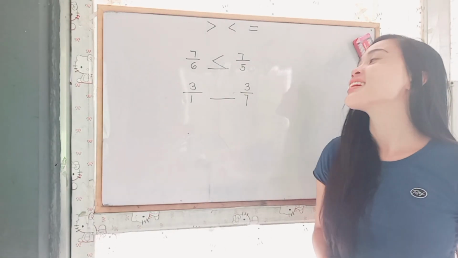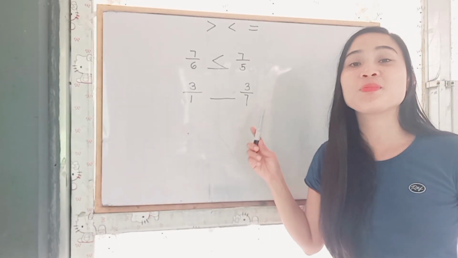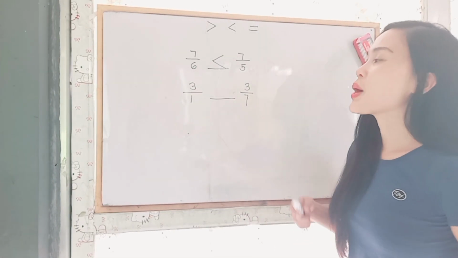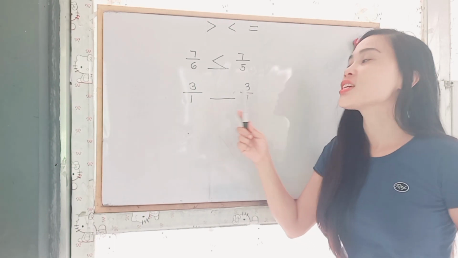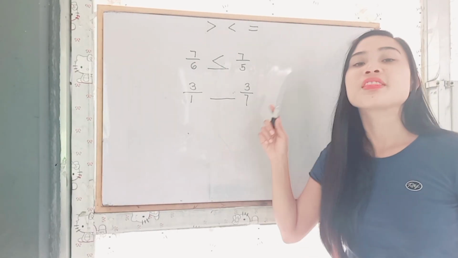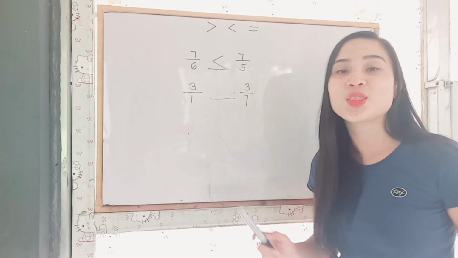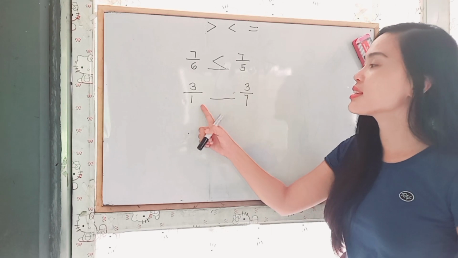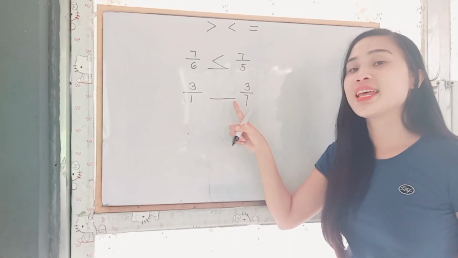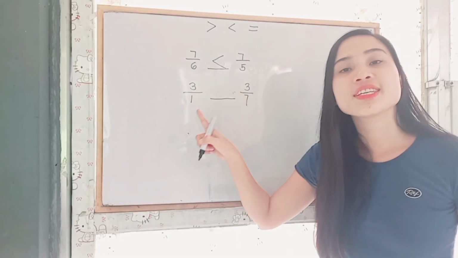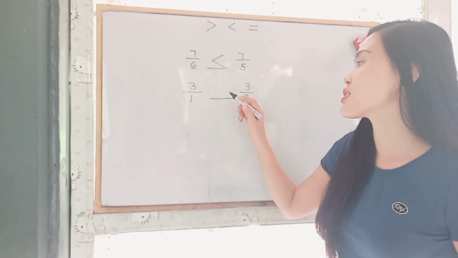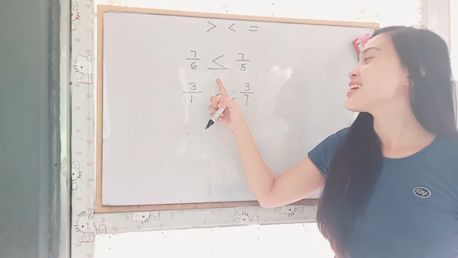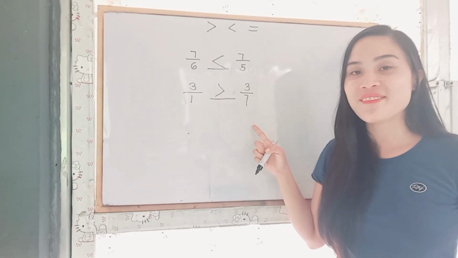Still, they have the same numerator. 3/1 and 3/7. Okay, so again, if they have the same numerator, just compare their denominator. The fraction that has the lesser denominator, that is the greater fraction. So in this given, since 1 is lesser than 7, therefore this fraction is the greater fraction. So our answer is 3/1 is greater than 3/7.